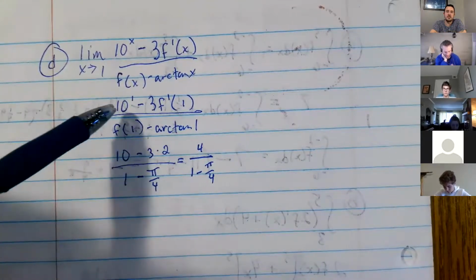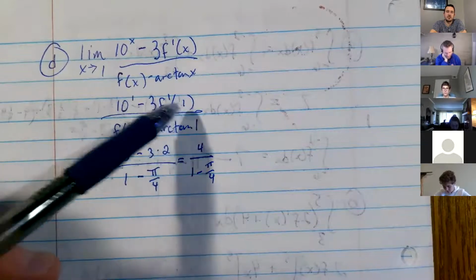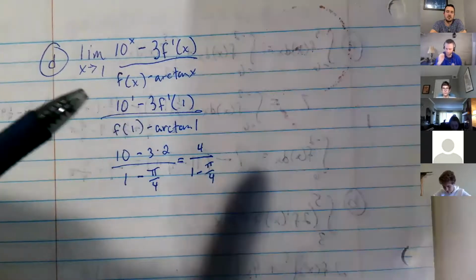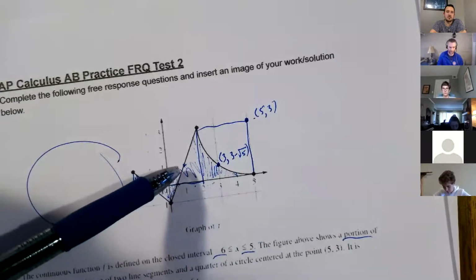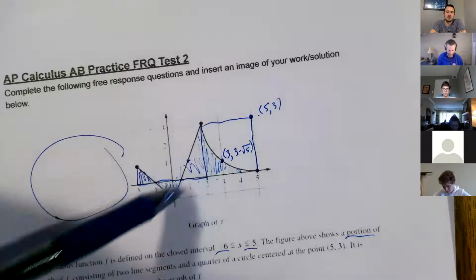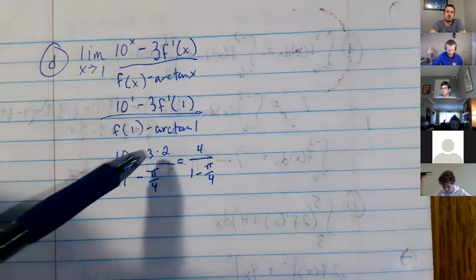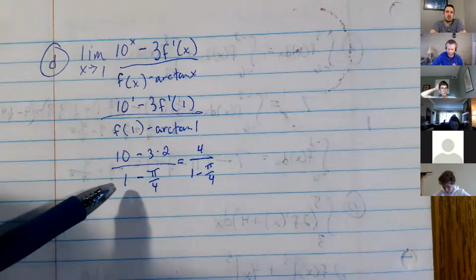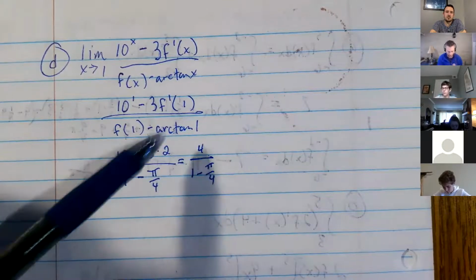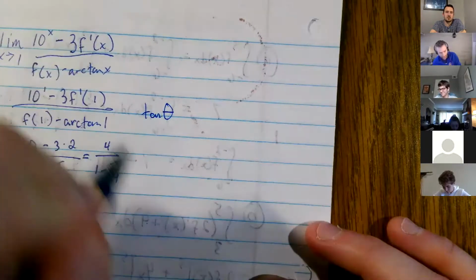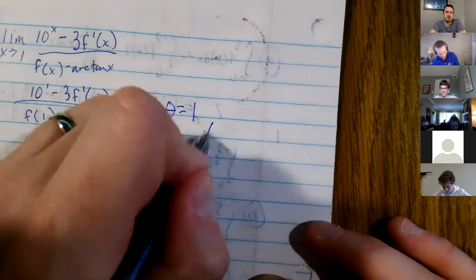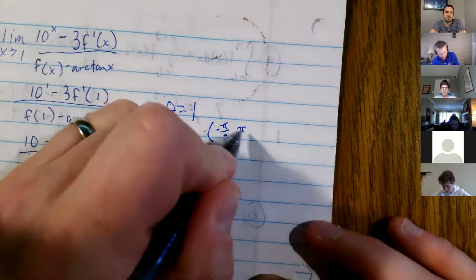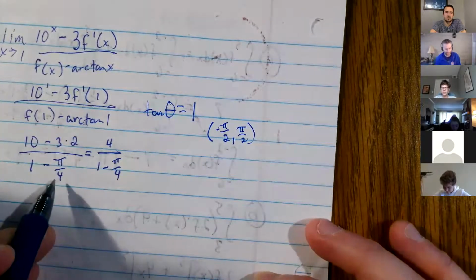So you do this, obviously 10 to the first minus 3 times f prime of 1. F prime of 1, remember, is pretty easy. You're looking at a graph of f, and f prime of 1 represents the slope. You were told that this is a line, so you just need to figure out that slope, and the slope is 2. So you get 10 minus 3 times 2, and then f of 1, remember, you're looking at a graph of f, so you're just looking for the y value when x is 1, so that's 1 minus arctangent of 1. Remember, arctangent of 1 really means: tangent of what angle is 1? And remember, the angle must be a value between negative pi over 2 and positive pi over 2, so that answer has to be pi over 4.